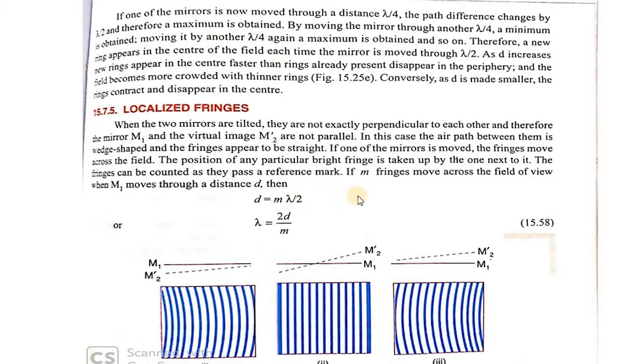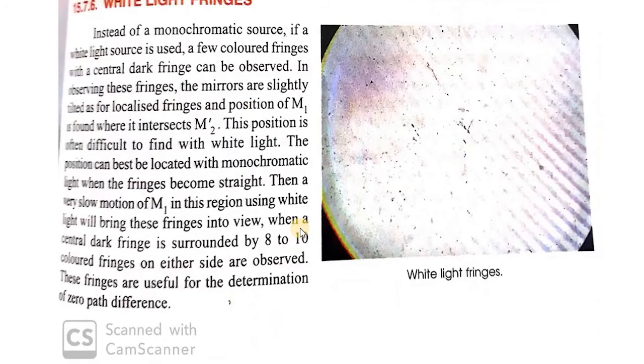How the lambda by 2 condition is obtained, it is clear. At the center, the path difference, when both of them are coinciding, starts with lambda by 2. Then it is increased by lambda by 4, producing a path difference lambda by 2 and causing darkness and brightness accordingly. So I can say, one fringe moved means 1 times lambda by 2, two fringes moved means 2 times lambda by 2, m fringes moved means m times lambda by 2. From this I can calculate the wavelength of the light also, lambda equals 2d by m.